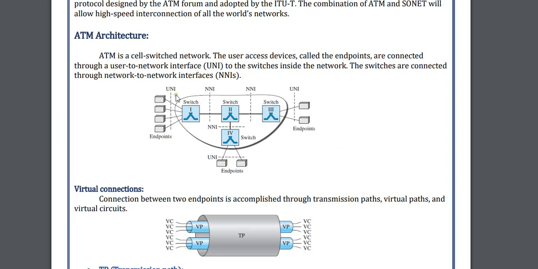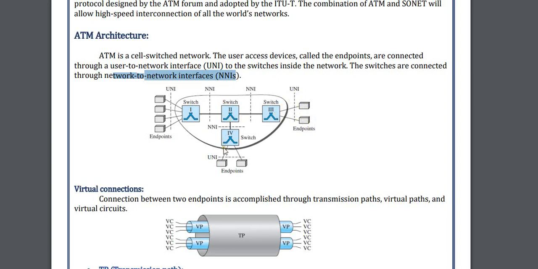Here we have the endpoints, which we can denote by the UNI, which is user to network interface, and network to network interfaces, which are NNI. In this section, we have switches. The UNI sections are connected with the next switches, which are NNI, that means the network to network interfaces. Then the switches between are connected as NNI, and when it is connected with the endpoint, which are users, then it is called the UNI.